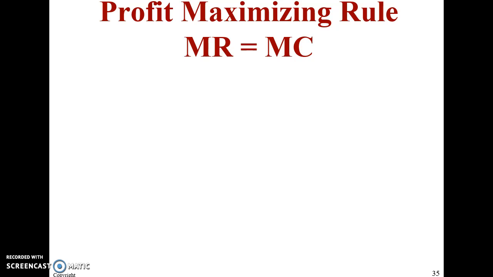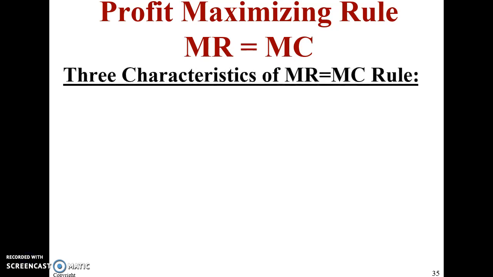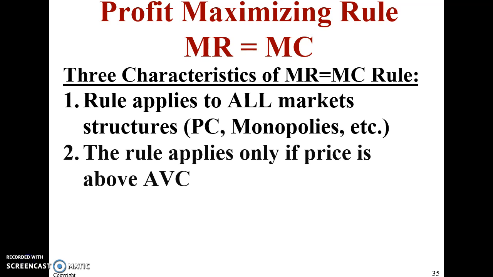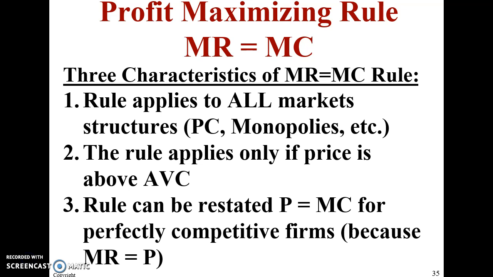Again, profit maximizing rule is MR equals MC, and 3 characteristics. It applies to all market structures. Doesn't matter if it's a monopoly or a perfectly competitive firm. And the rule applies only if price is above AVC. If you cannot cover your variable costs, you should shut down. And in a perfectly competitive situation, the rule can be restated as price is equal to marginal cost because marginal revenue equals price for perfectly competitive firms.